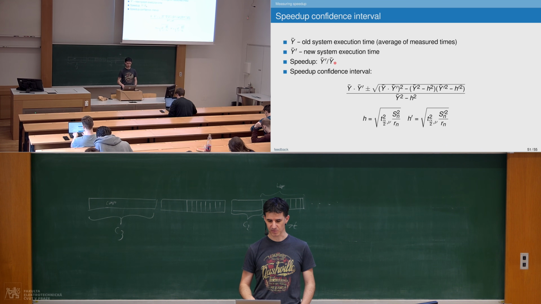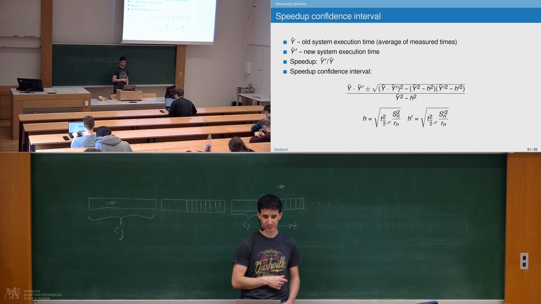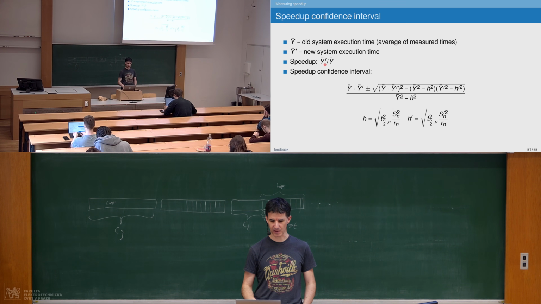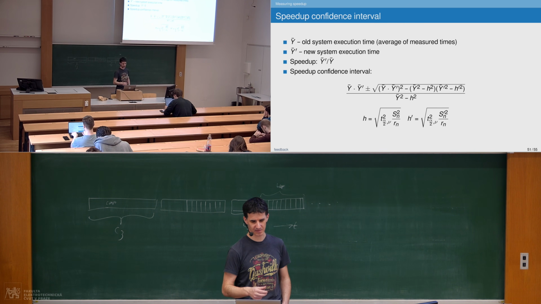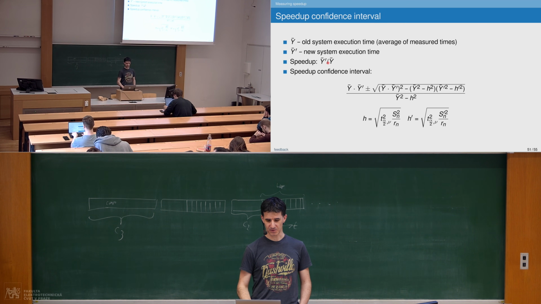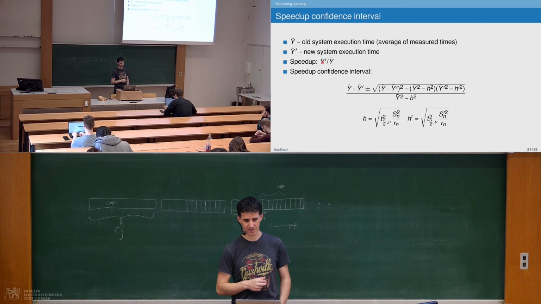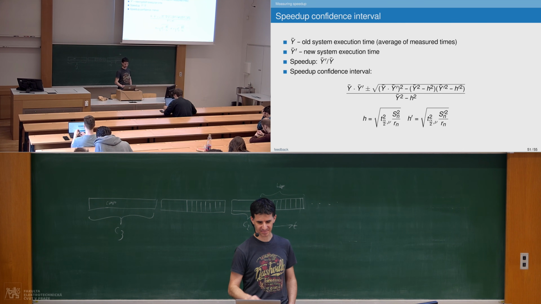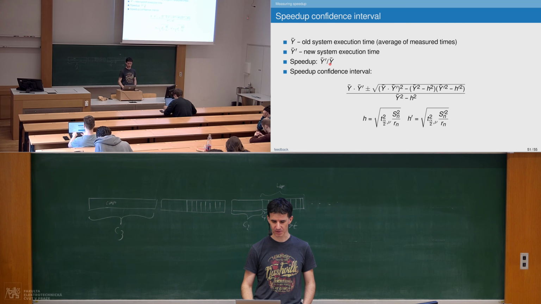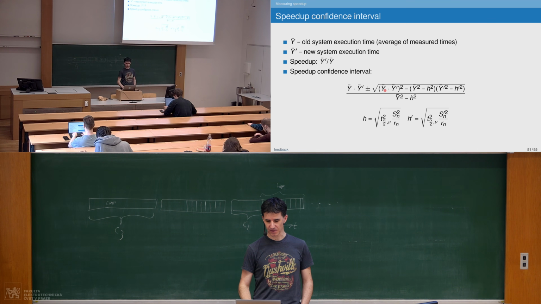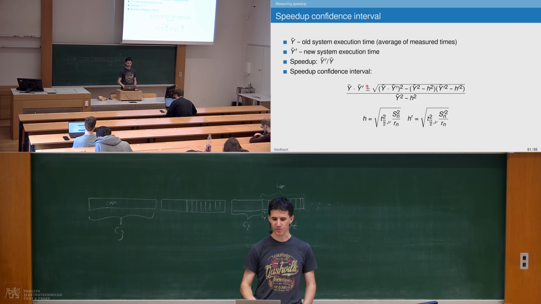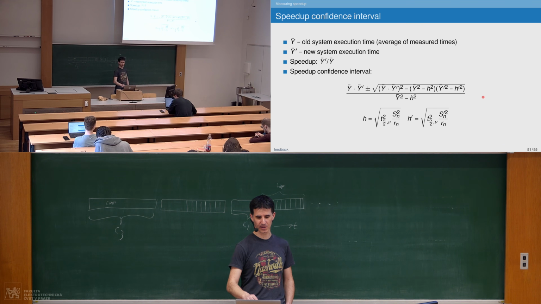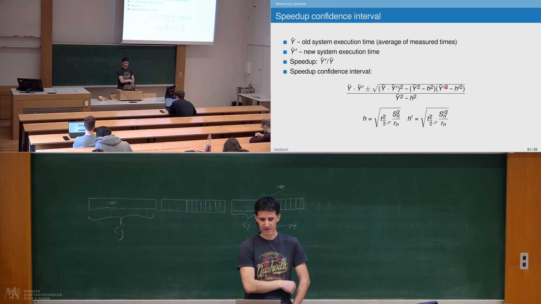If we have those numbers, we can measure the speed up this way, or vice versa. Different authors use different order of these values in this ratio calculation, and then you can calculate the confidence interval. So the confidence interval for the ratio of two random variables can be calculated this way.